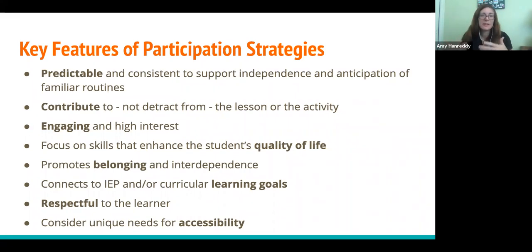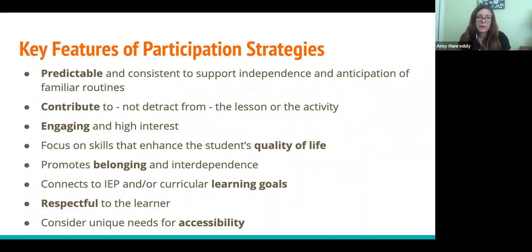They should be strategies that the student wants to engage in. So it should be something that is of high interest to them and that builds on their strengths. The skills that we're targeting should be consistent with whatever individual skills the student is working on in their IEP. And all of those skills we know should be promoting long-term quality of life for the student. So, not skills that won't have relevance down the line.